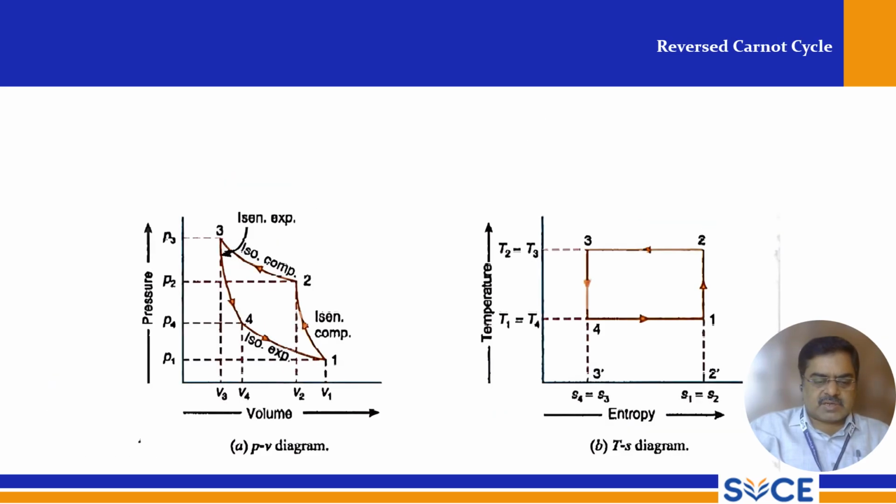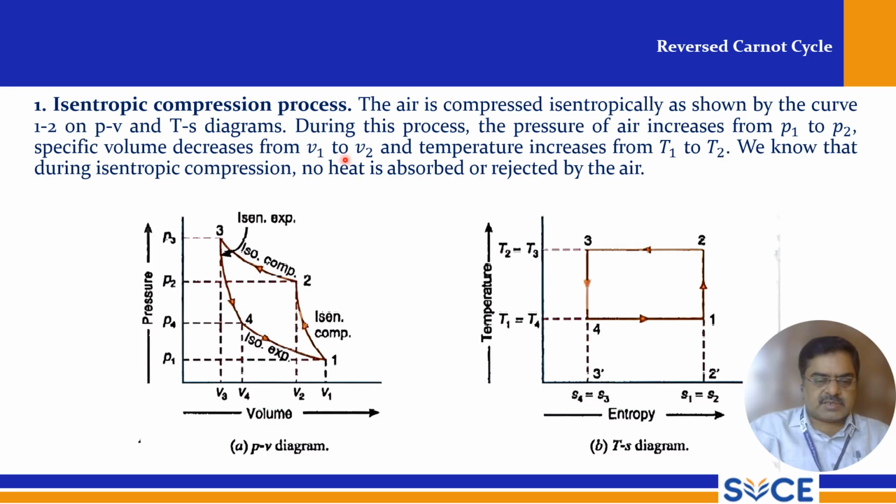So the first process taking place is isentropic compression. The isentropic compression process is happening from 1 to 2. Why is it isentropic? Because it is happening at a constant entropy. That is why it is known as an isentropic process. From 1 to 2 it is happening, and here if you see, the entropy is constant. So this is the isentropic compression process.